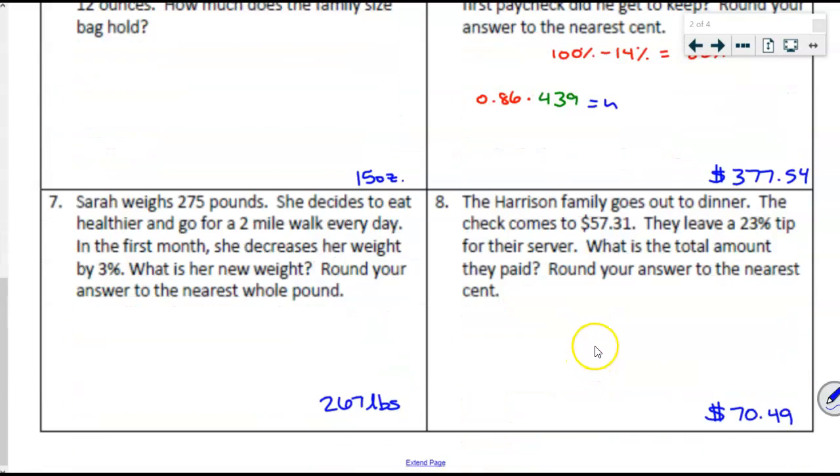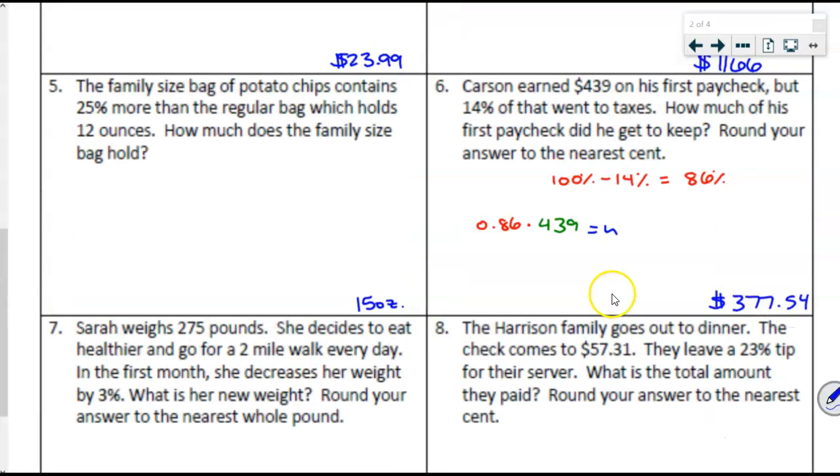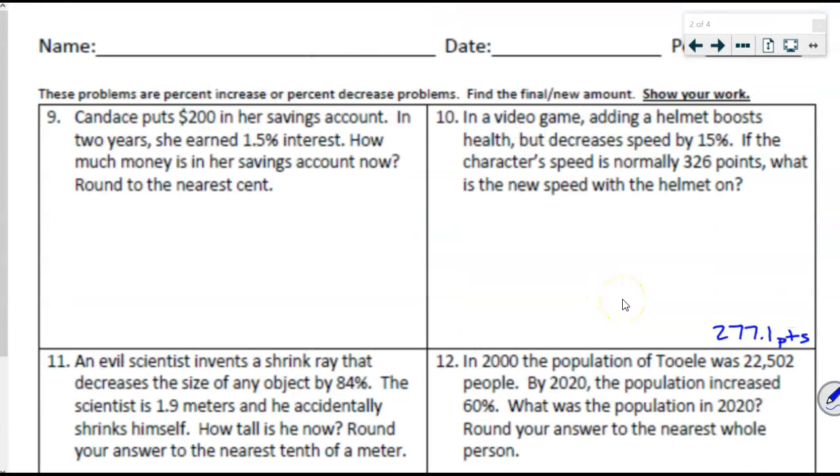Okay, 7. Sarah now weighs 267 pounds. And number 8, the Harrison family paid a total of $70.49. Some of it went to the grocery or the ticket for paying for the meal. The rest of it went to the server. Okay, checking the other ones here.